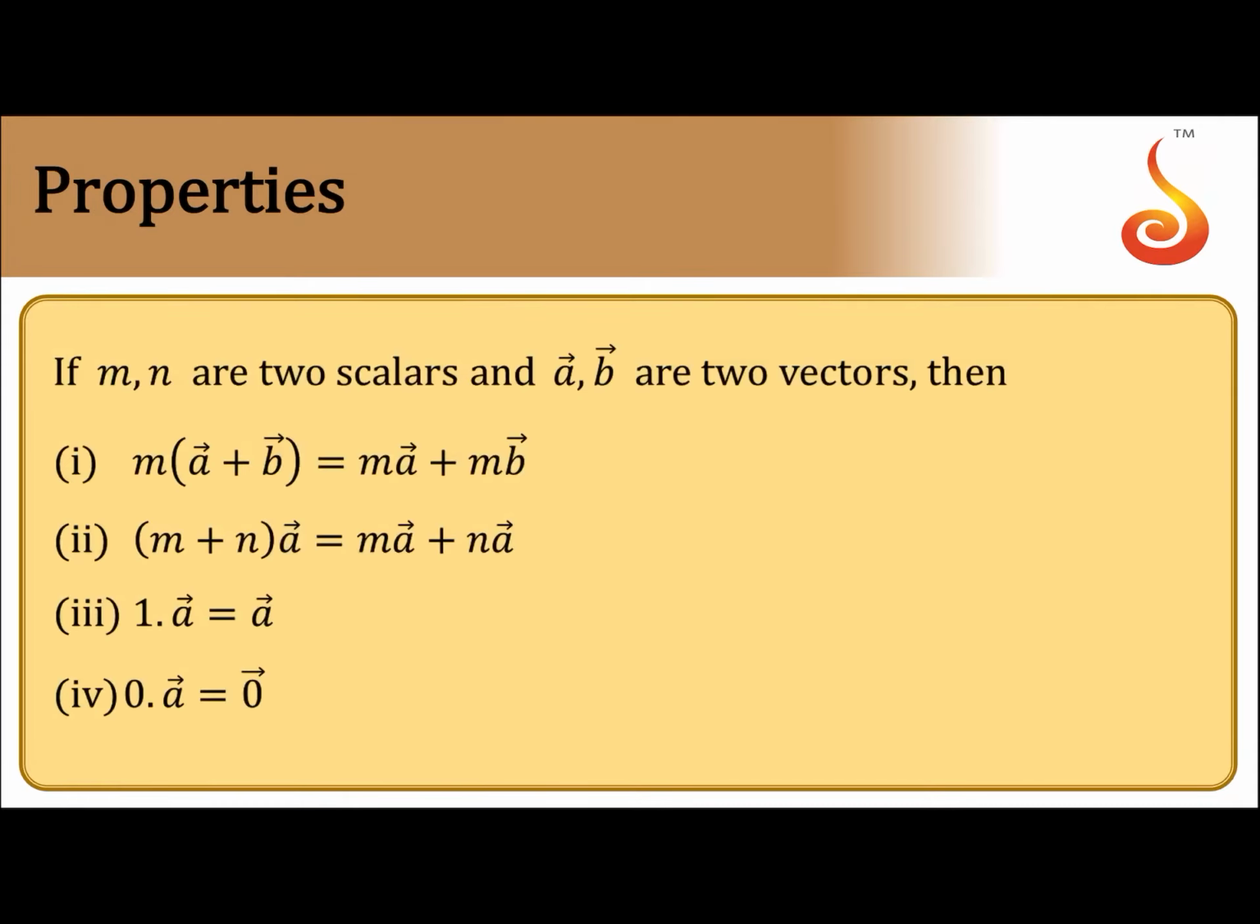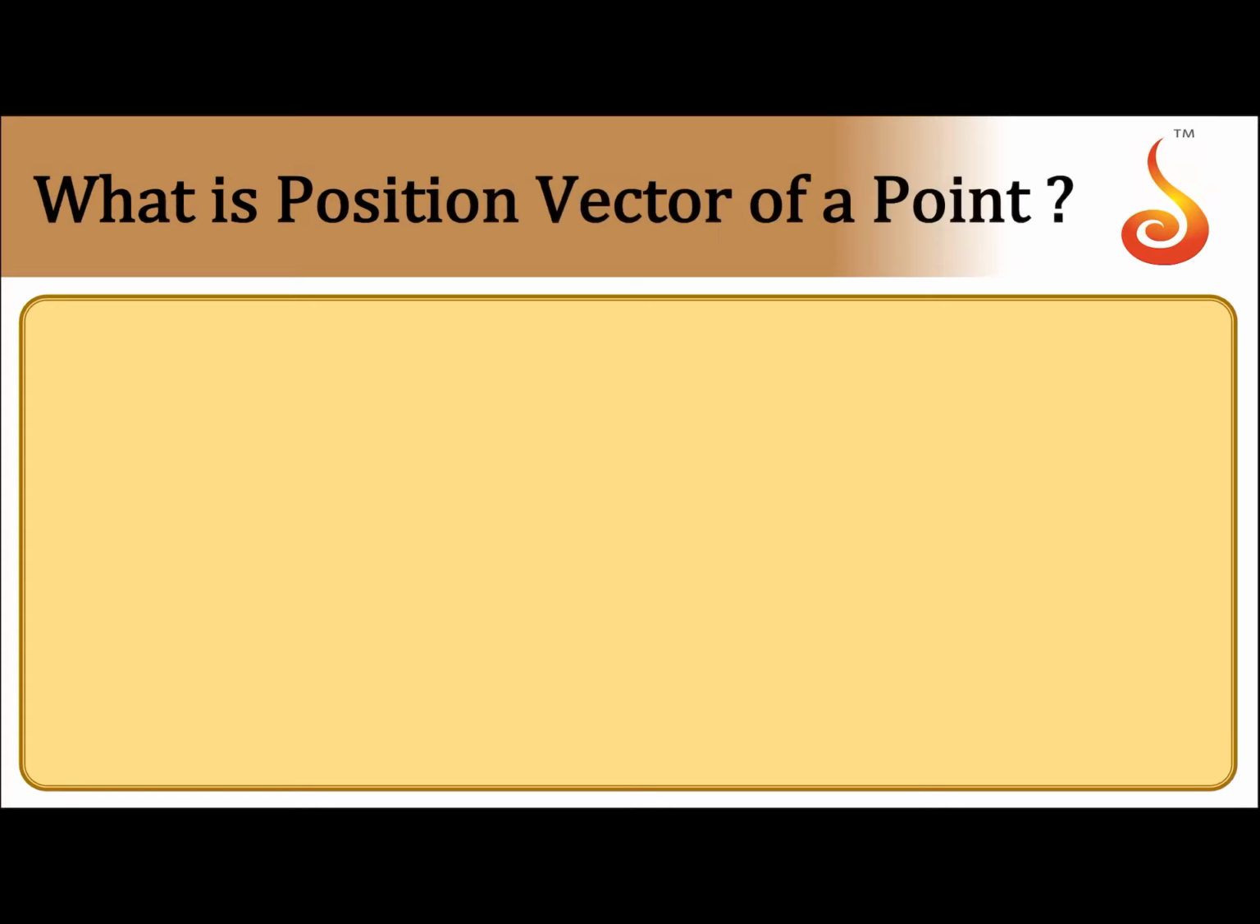Coming to the properties related with the scalar multiples. If M and N are any two scalars, and A and B are any two vectors, then M times (A plus B) is MA plus MB, and (M plus N) times A equals MA plus NA. It is simple, directly the distributive property. 1 into any vector is the vector itself, but 0 into any vector is equal to the null vector. We had seen the last point. It is M into vector A, M is 0, then it is 0. Clear? Next, what is meant by the position vector of a point?